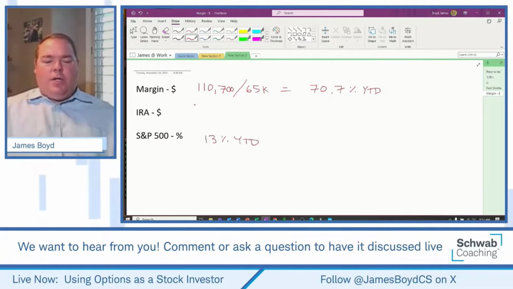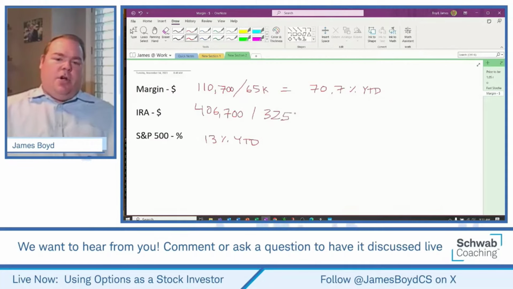And the IRA was this morning at 406,700, which is at a new time high as well. That portfolio started at 325,000. So if we look at that, it's at 25.1% year-to-date.